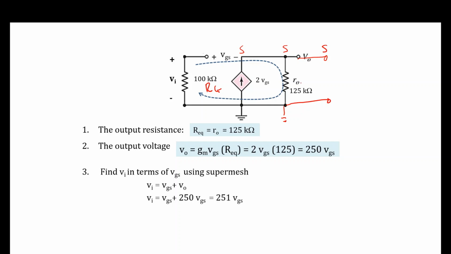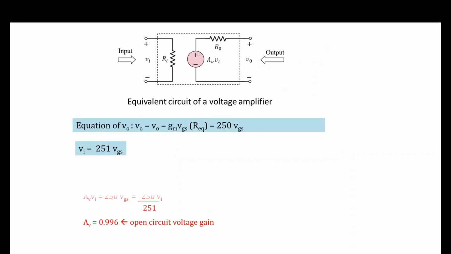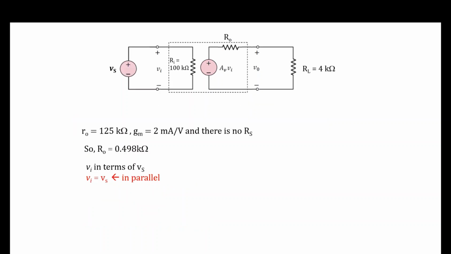So R equivalent is just the small R0, 125, and then by Ohm's law, Gm VGS times R equivalent is 250 VGS, and then the super mesh is VGS plus 250 VGS, which is 251 VGS. This is the super mesh. And then the AVOC: you can see that I am cancelling out my Vi, so AVOC is equivalent to 0.996.